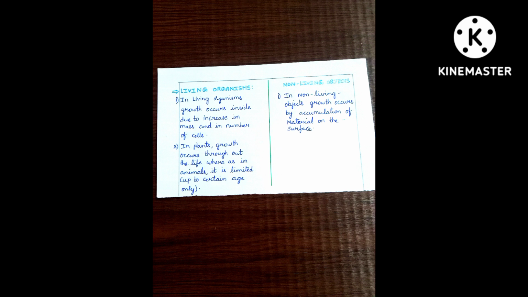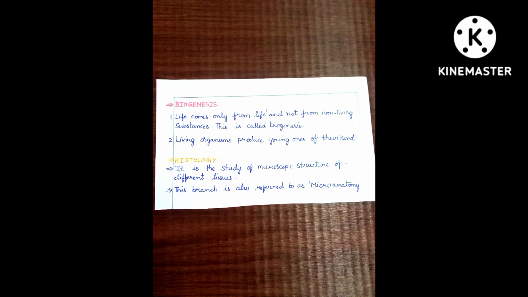Non-living objects. In non-living objects, growth occurs by accumulation of material on the surface. It means true growth does not occur in non-living objects. In non-living objects, growth occurs by accumulation of material on the surface.